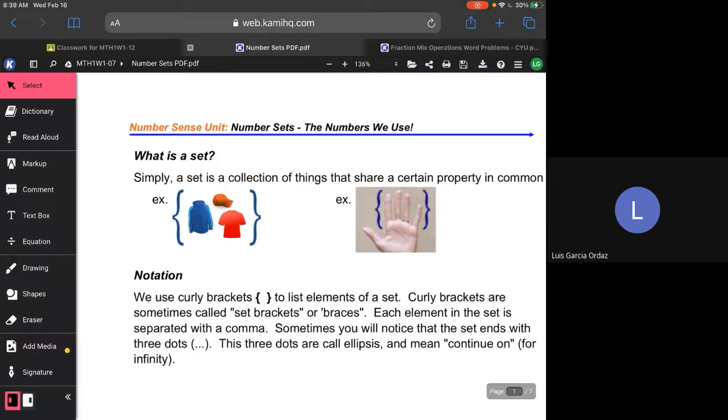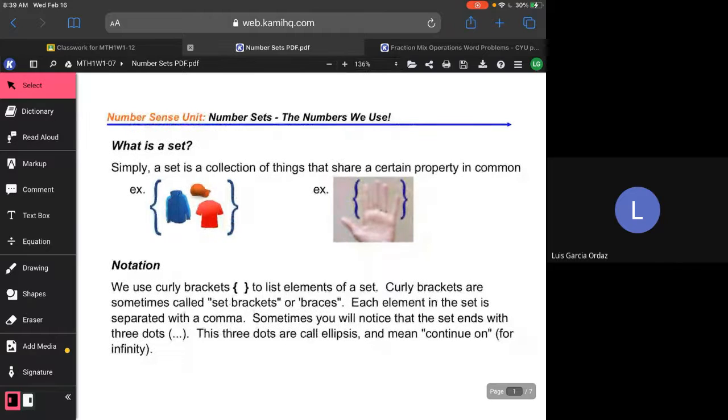Okay. So we're going to be learning about number sets today. So a number set, when you think of a set, what do you guys think about? When you think of a set, what do you guys think about?